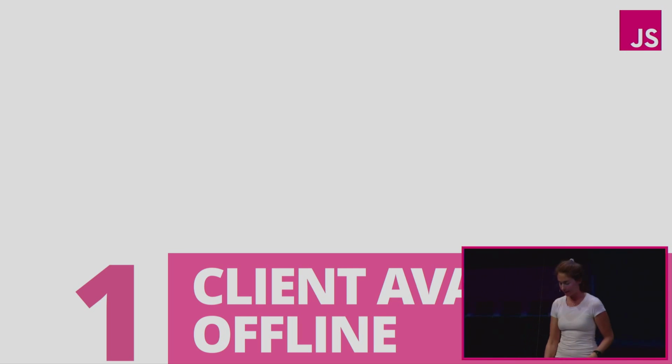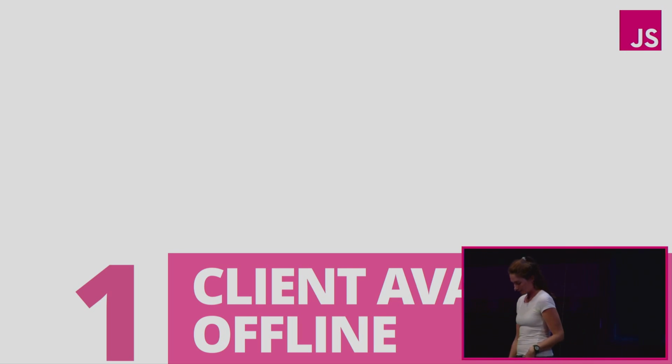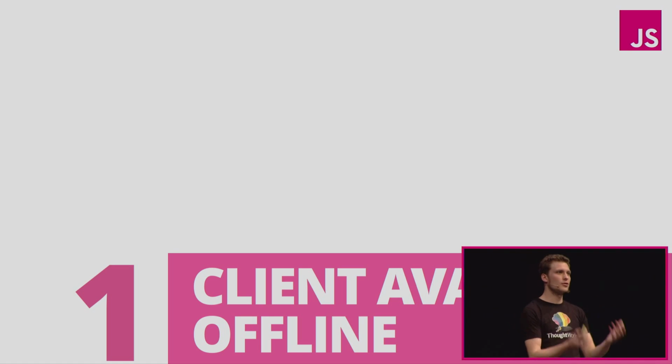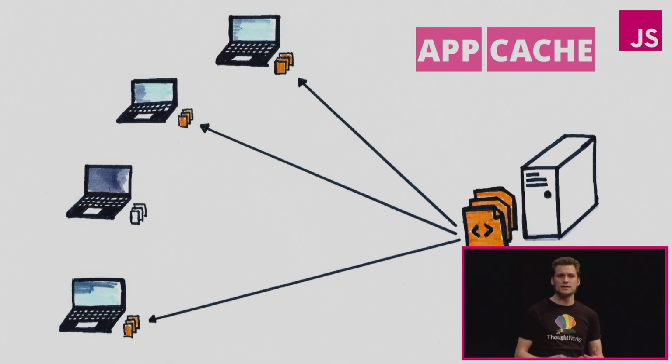Okay, so let's start with getting the client offline. Client offline means getting your whole application offline, the whole web application, all the CSS, all the images, all the JavaScript, and all the HTML. And there are 2 technologies to do that. The older one and a little bit the simpler one is application cache. Application cache works like this.